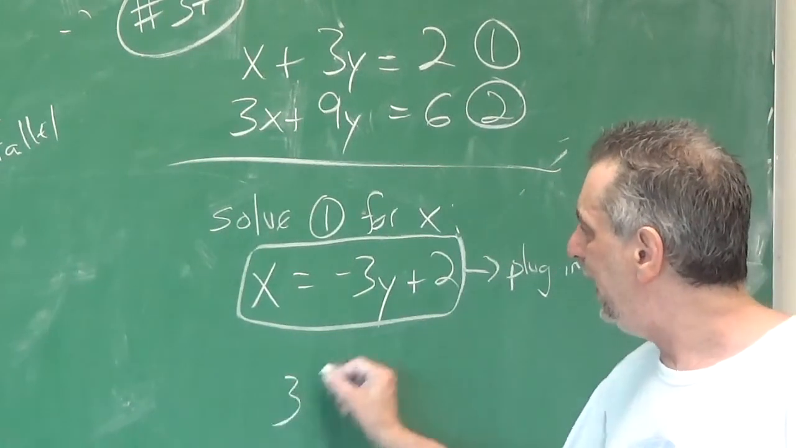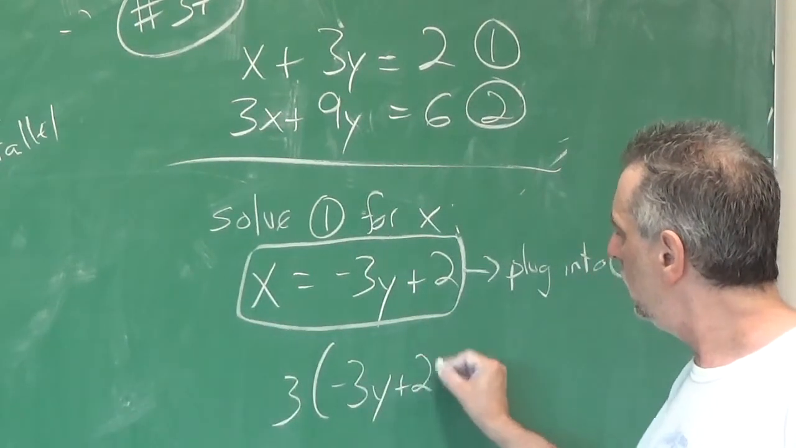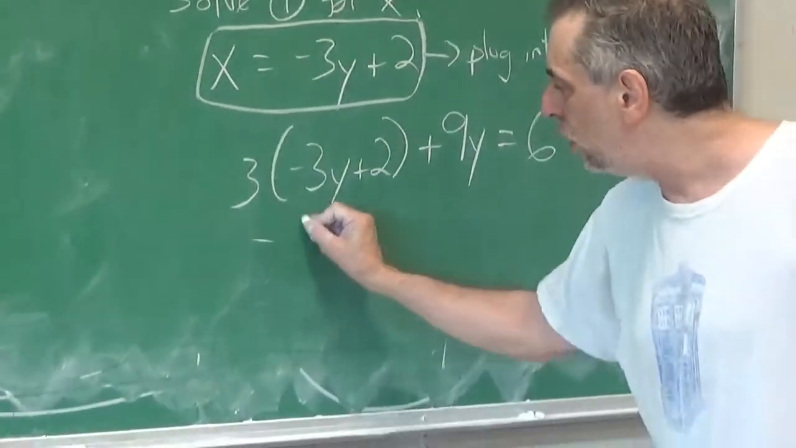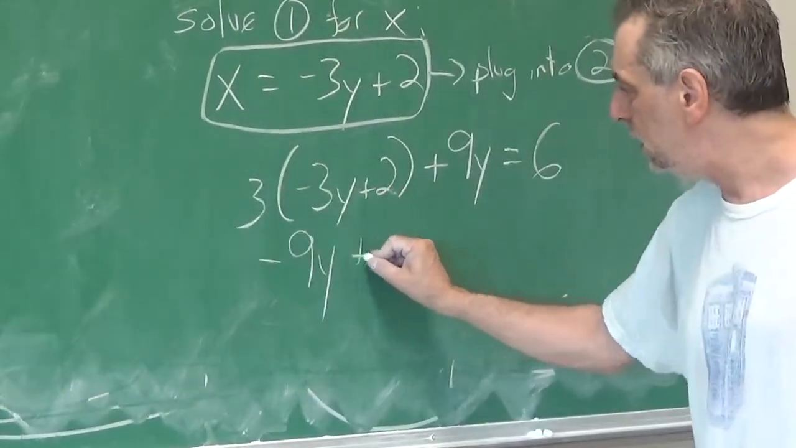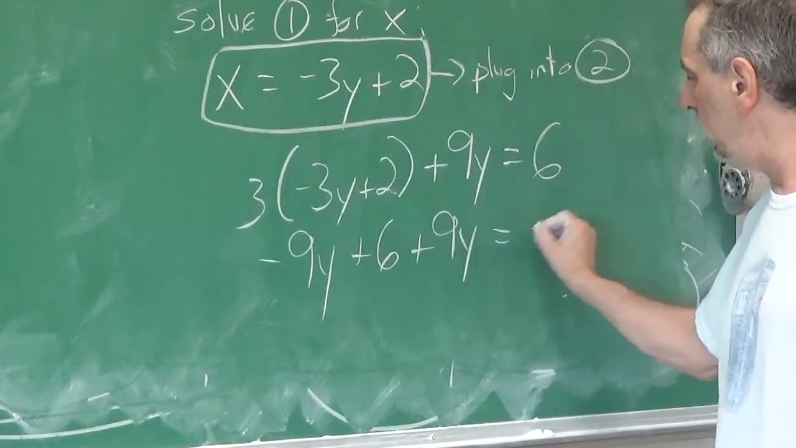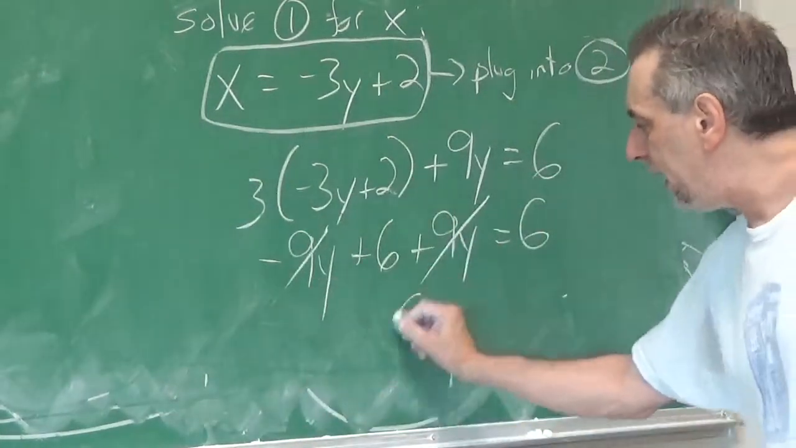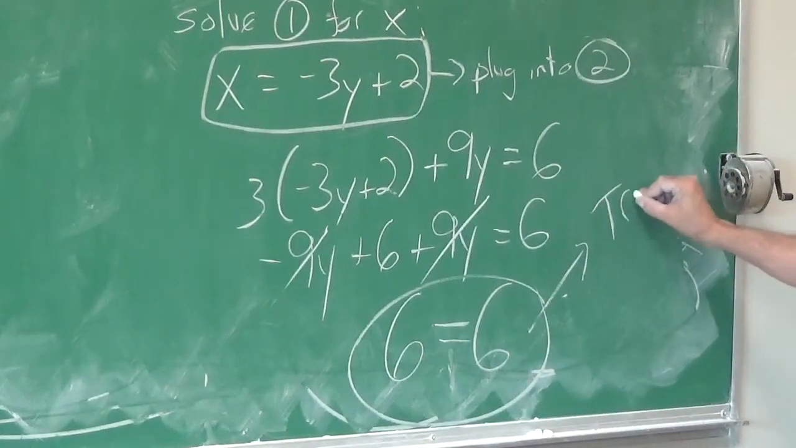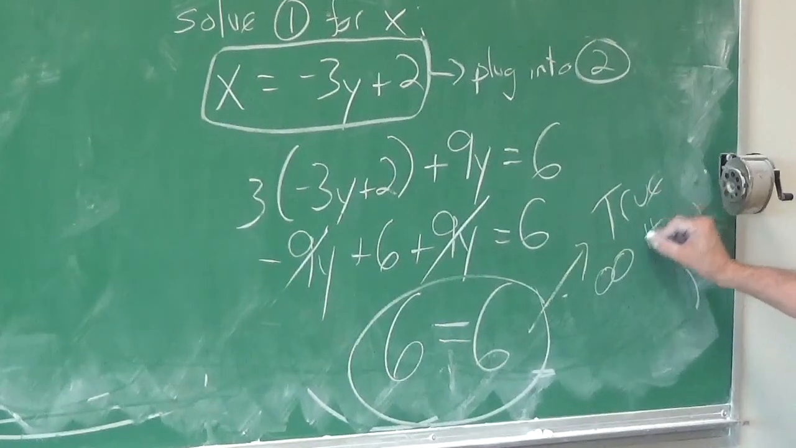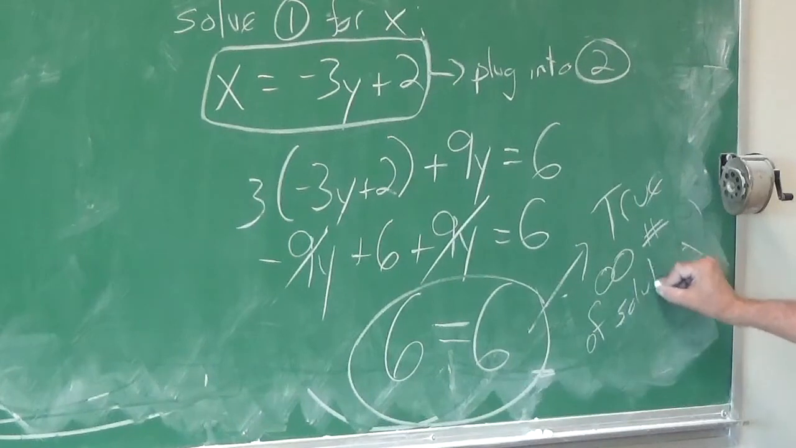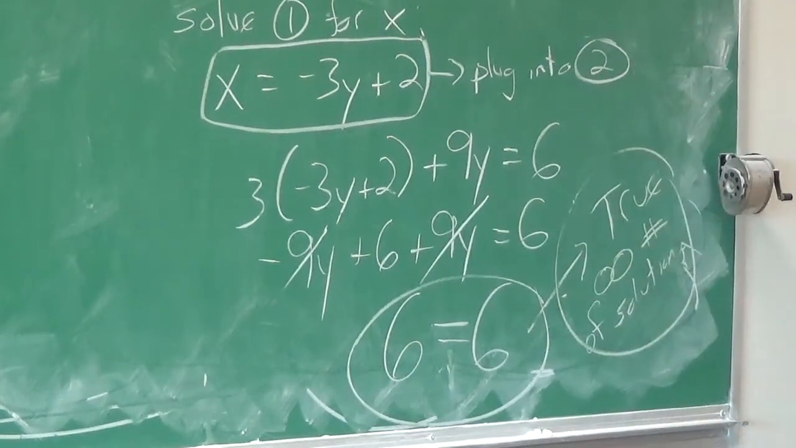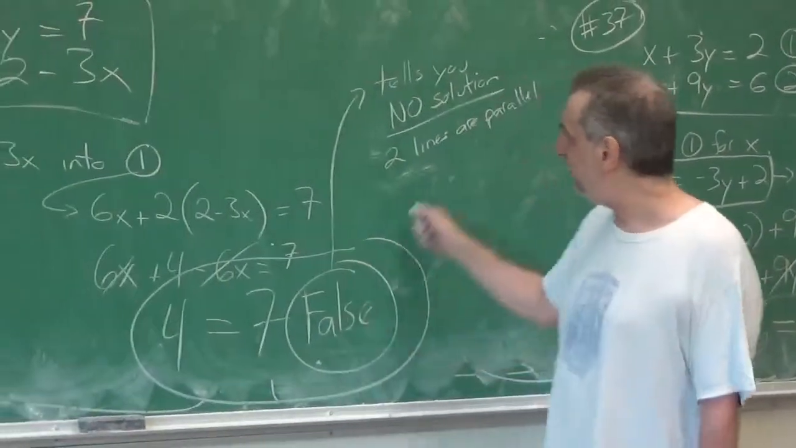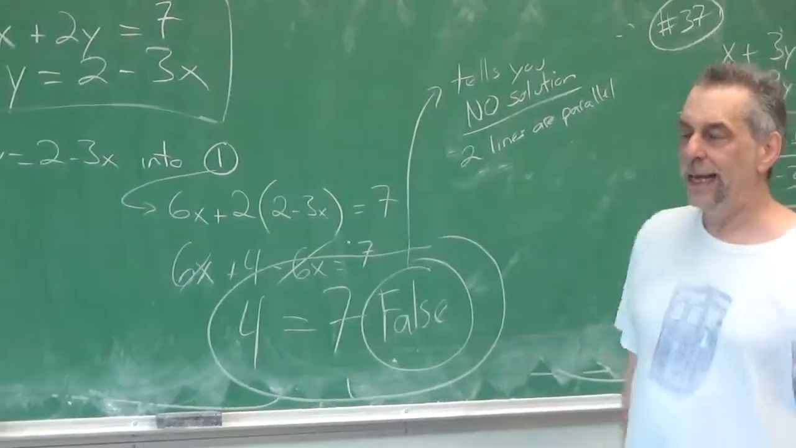So I get 3 times x plus 9y equals 6. So negative 9y plus 6 plus 9y equals 6. Notice the y's cancel out, and I'm left with a true statement. Okay? So if it's true, that means infinite number of solutions. So that's our third case. Okay? So true statement, infinite number of solutions; variables are eliminated, false statement tells you no solutions; the third case when we get solutions.